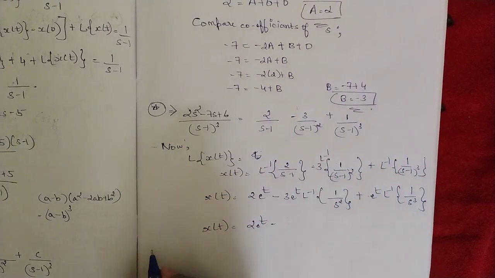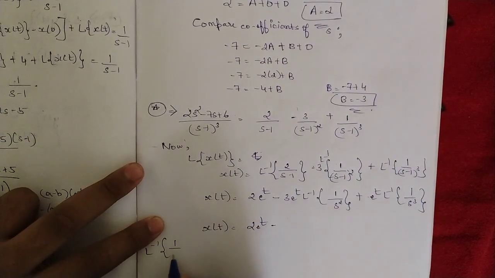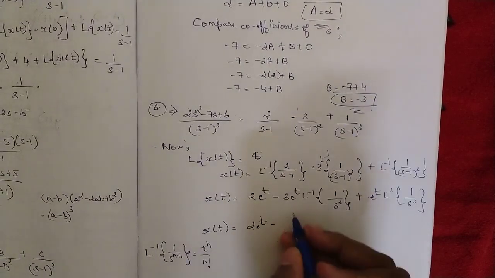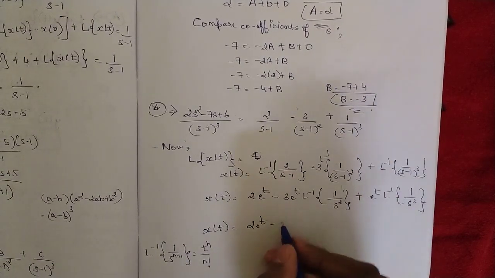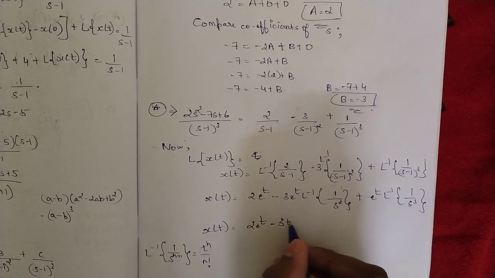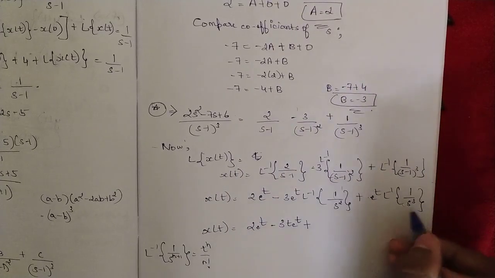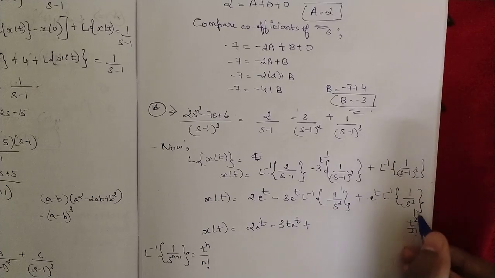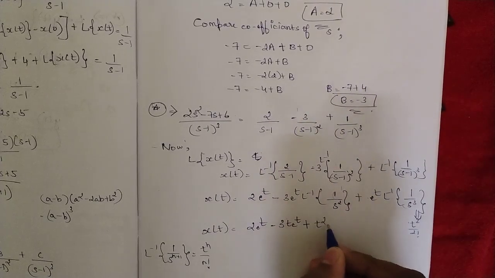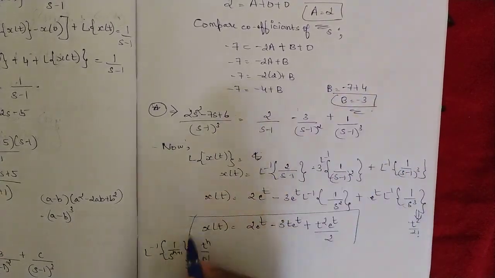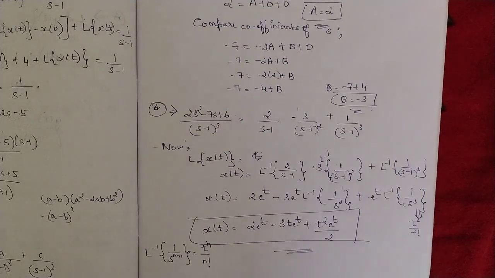L inverse of 1 by s to the power n plus 1 is t to the power n by n factorial. So here, for 1 by s square, it would be t to the power 1 by 1 factorial, that is 3t e to the power t. Plus, L inverse of 1 by s cube is t square by 2 factorial. So that is t square e to the power t divided by 2 factorial, that is 2. So this would be our final answer.